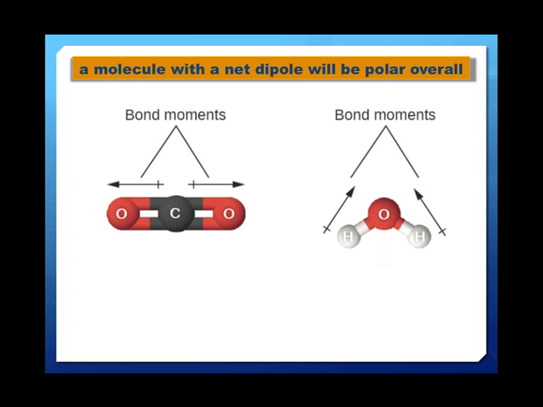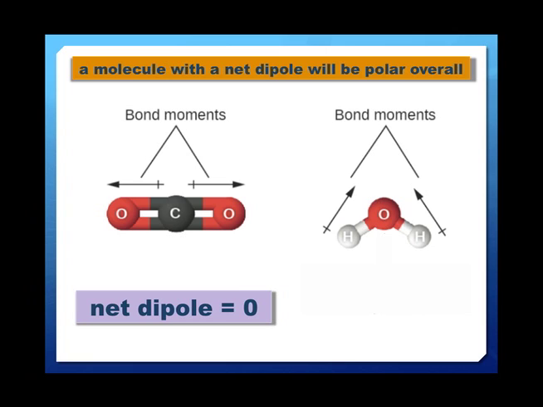Let's compare CO2 and water. These each have polar bonds, whether C=O or O-H. But CO2, being linear, when we add up its bond dipole moments, they cancel out because they are equal in magnitude and opposite in direction. So CO2 is a nonpolar molecule.